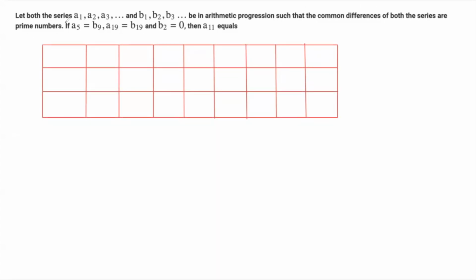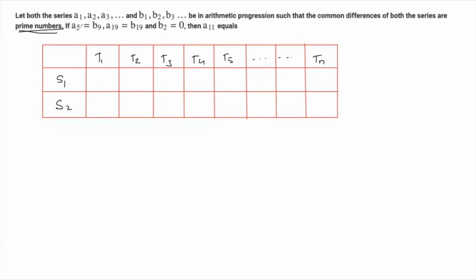Okay, guys, so let both the series A1, A2, A3 and B1, B2, B3 be in arithmetic progression. So we have two arithmetic progressions. They have the first term, the second term, the third term, the fourth term, the fifth term, and so on and so forth. They have the nth term. Sequence 1 is A1, A2, A3, and sequence 2 is B1, B2, B3, such that the common differences of both the series are prime numbers. So the common difference of both the APs is a prime number.